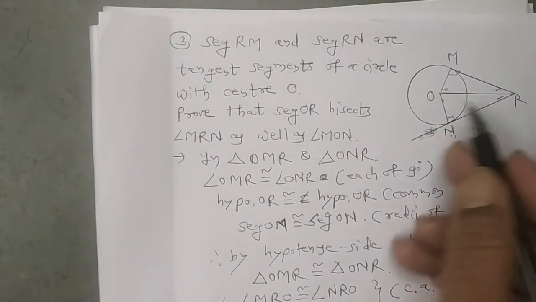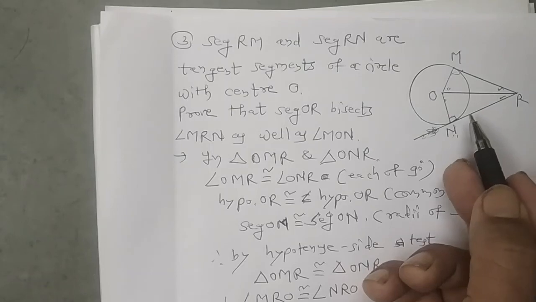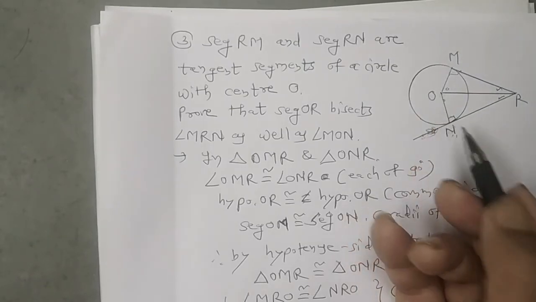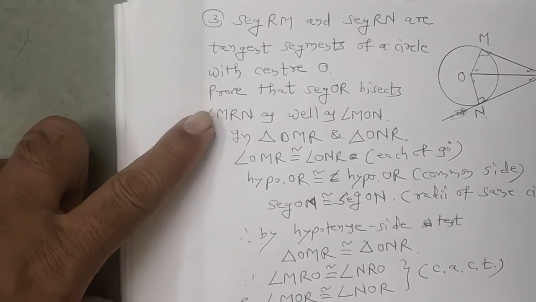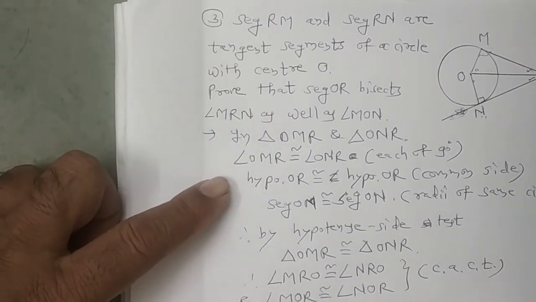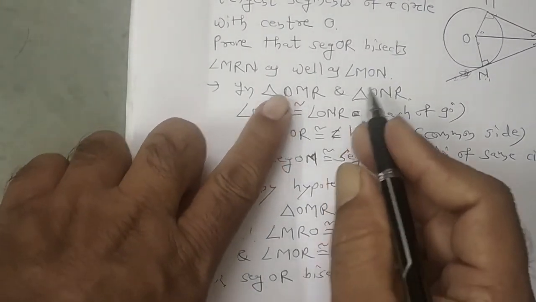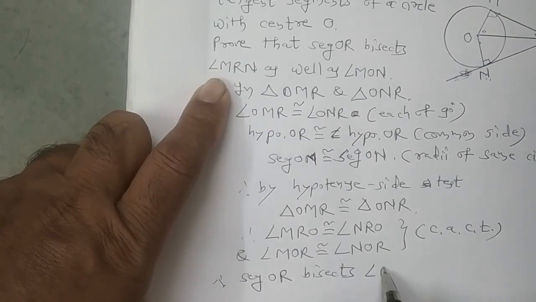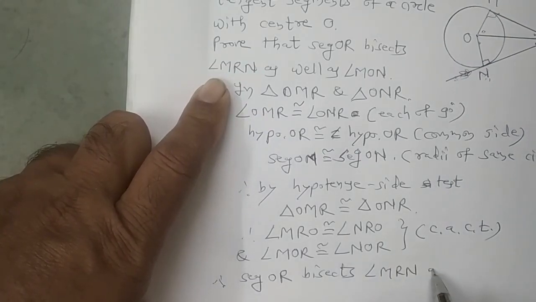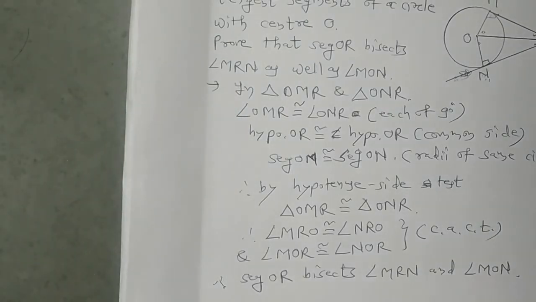Therefore, segment OR bisects angle MRN and angle MON. Therefore, write down answer proof. Therefore, segment OR bisects angle MRN and angle MON. This is the answer. Thank you.